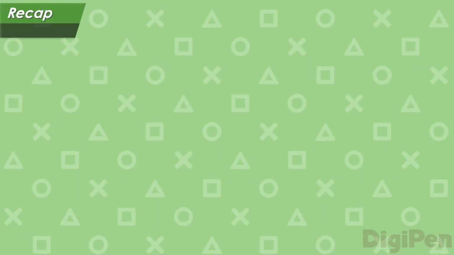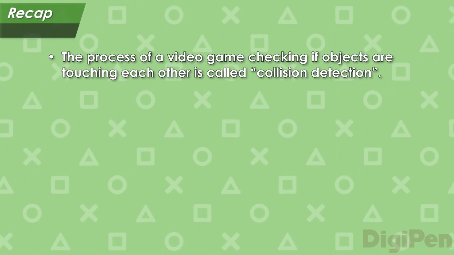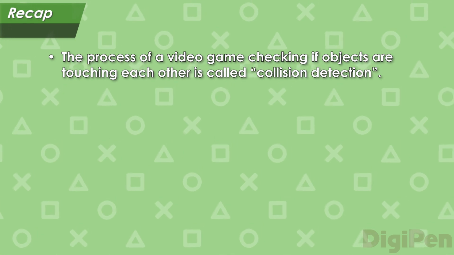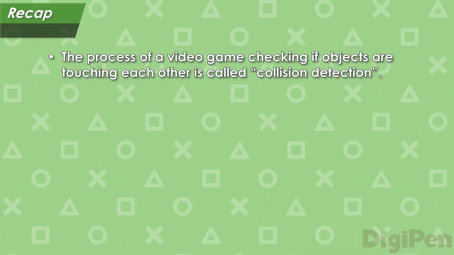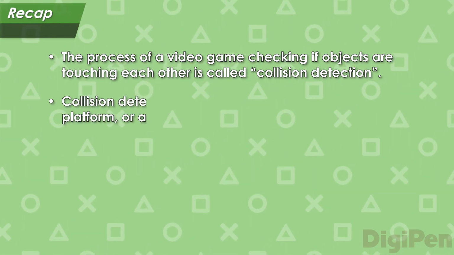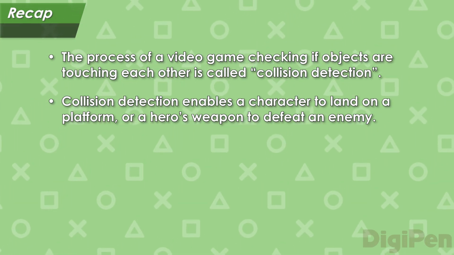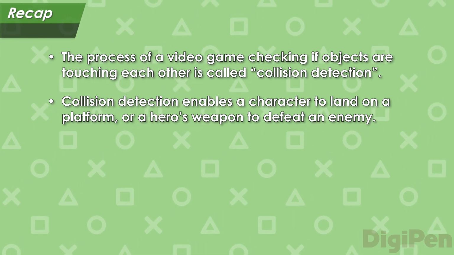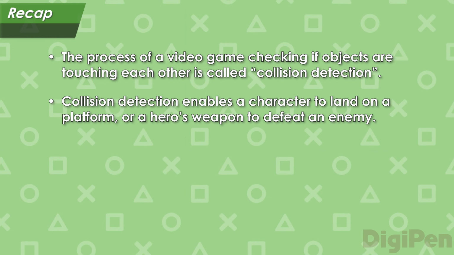Let's recap what we've learned in this video. First, we took a look at one of the most important features in video games, collision detection, which is what we call the process of the game checking whether objects are touching each other. We looked at some of the things that games do with collision detection, such as making a character stop falling when they land on a platform, or defeating an enemy when they're hit by the hero's weapon.